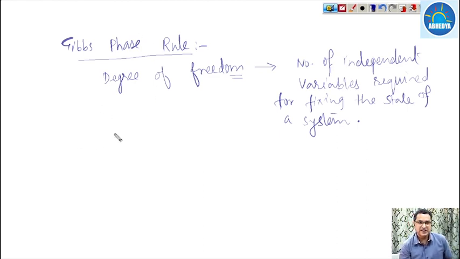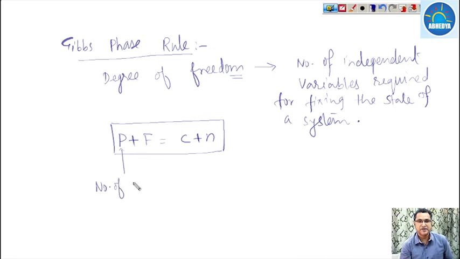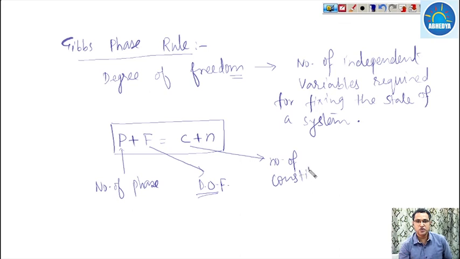So Gibbs phase rule is basically P plus F is equal to C plus N. This is the general Gibbs phase rule, where P is the number of phases in which the constituents are in equilibrium. F is the degree of freedom, let it be written as DOF. DOF is the degree of freedom. C is the number of constituents, and N is the thermodynamic property.